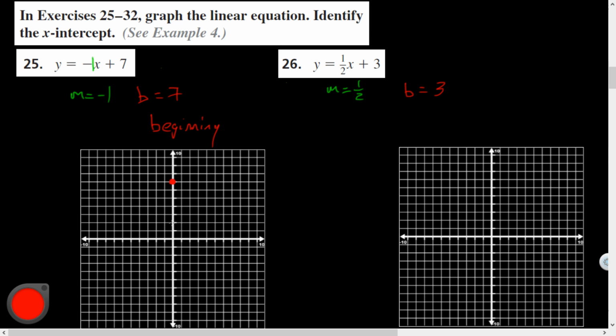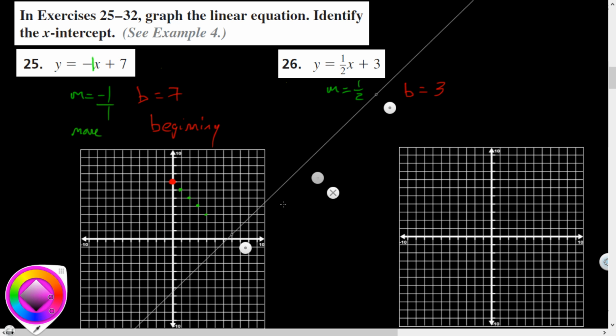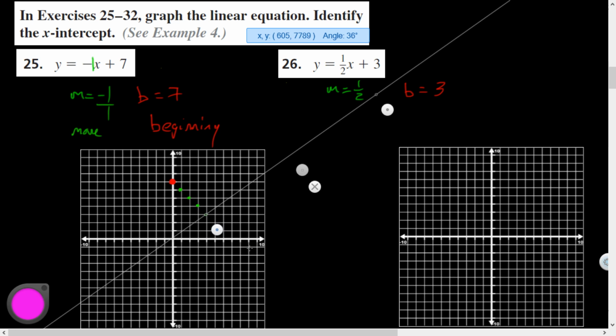Right there, 7. Okay? And now the slope is -1. And like I said, if I want to write that as -1/1, I can. And so from the beginning, I move by the slope. So down 1 over 1, down 1 over 1, down 1 and over 1, right? And sure enough, I can generate a whole bunch of points for myself. Why not, shall we? And let's draw a line through those points.